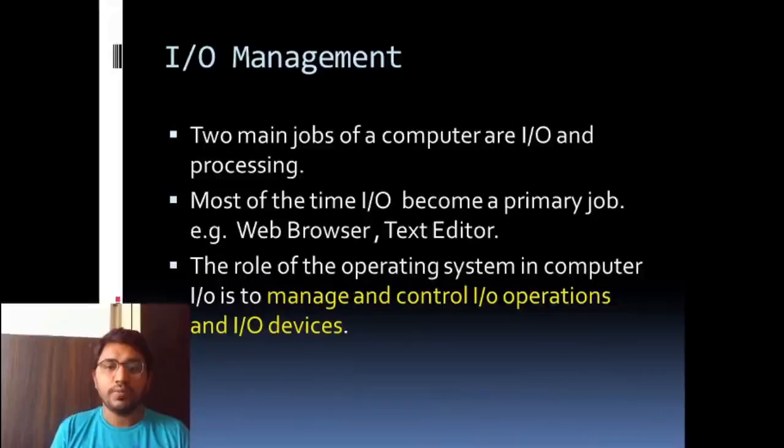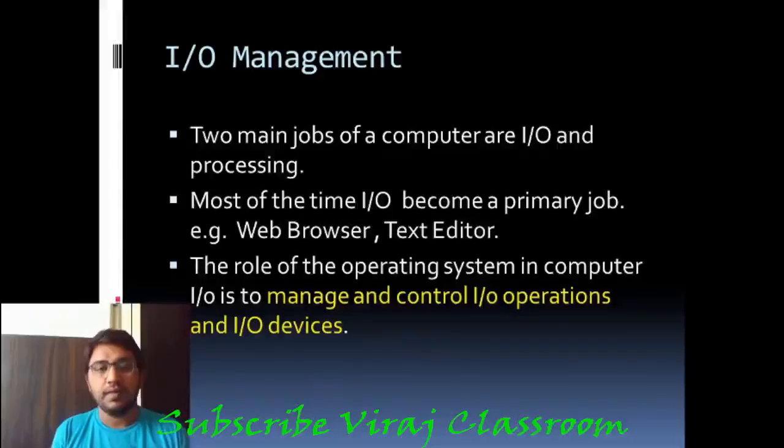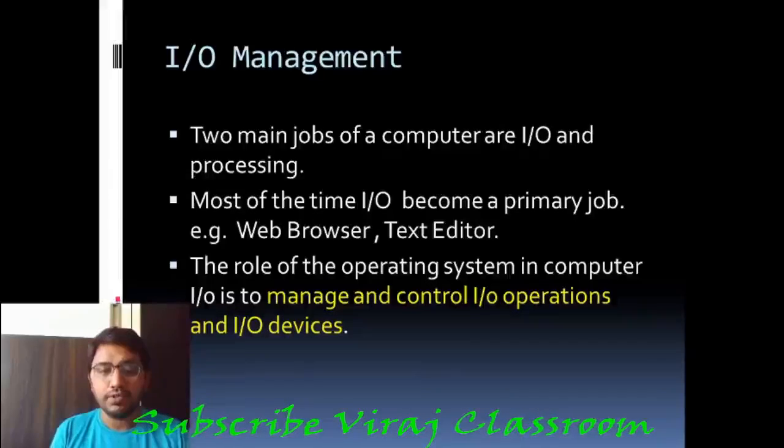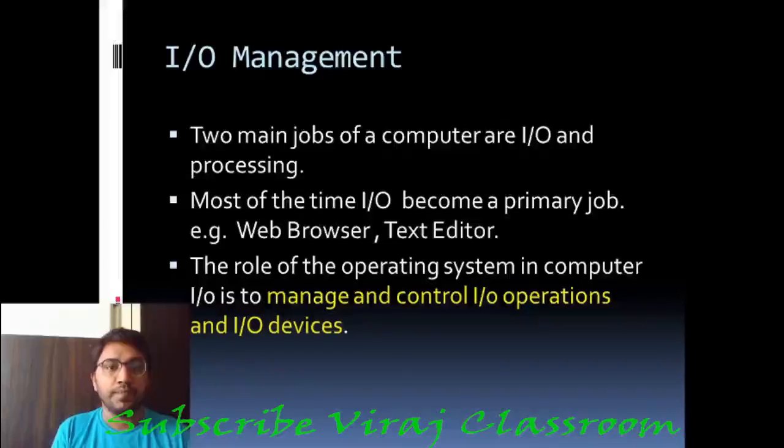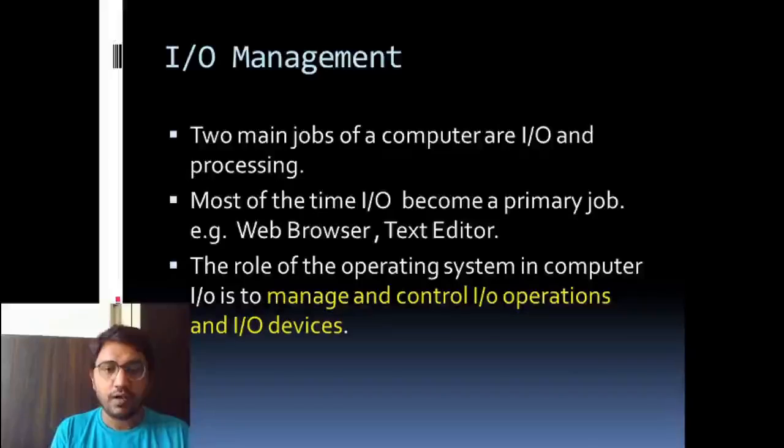There are two main jobs of a computer. One is to handle the peripherals, that is nothing but the input-output devices. Second is processing the instruction sets, data sets, and so on. Most of the time, input-output becomes the primary job of a computer system. For example, a web browser or a text editor.